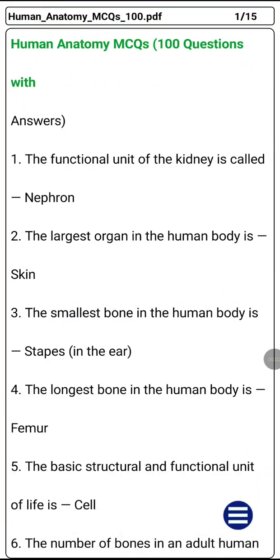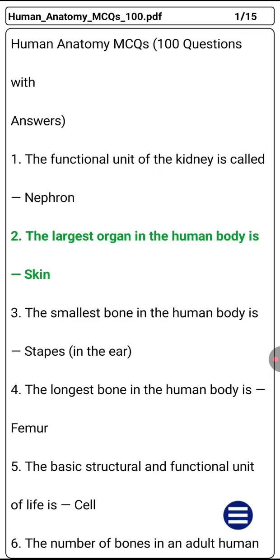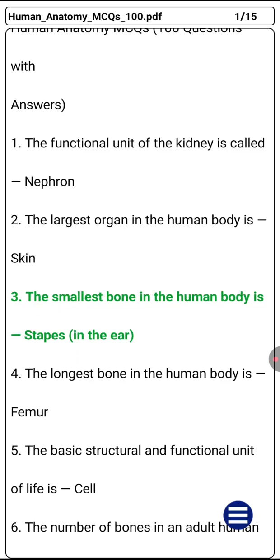Human Anatomy MCQs, 100 questions with answers. 1. The functional unit of the kidney is called nephron. 2. The largest organ in the human body is skin. 3. The smallest bone in the human body is stapes in the ear.